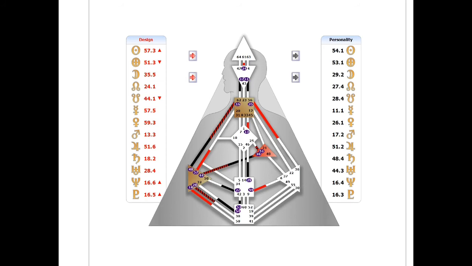He also had the gate 24 in the North Node in the design side, and that's unconscious. This is rationalizing things, making a rationalization for what he did and what he said, and so that could have been related to what he was teaching to people.